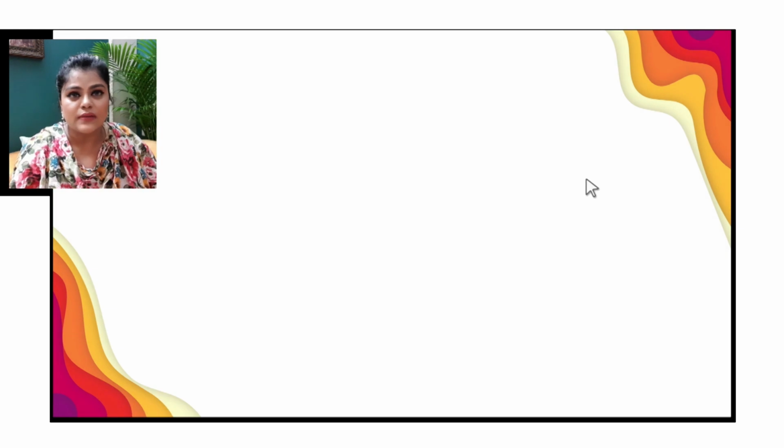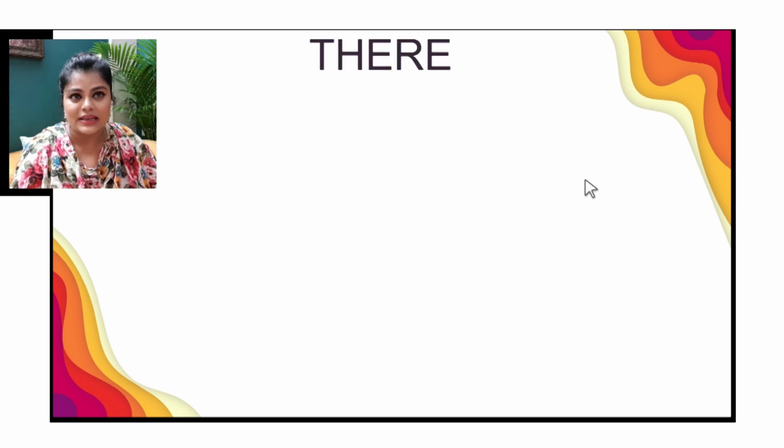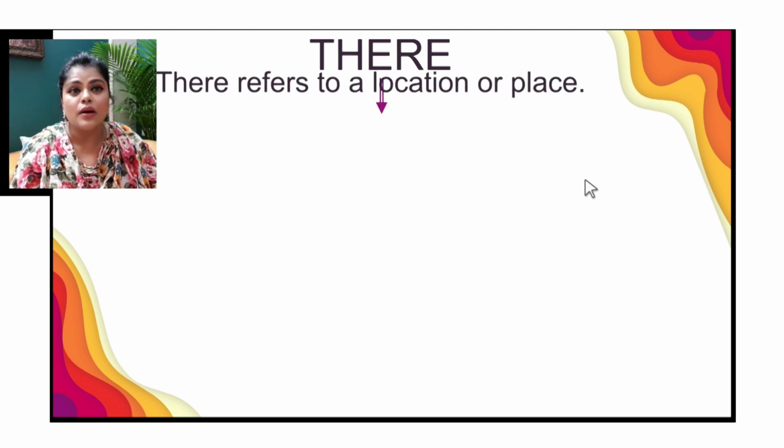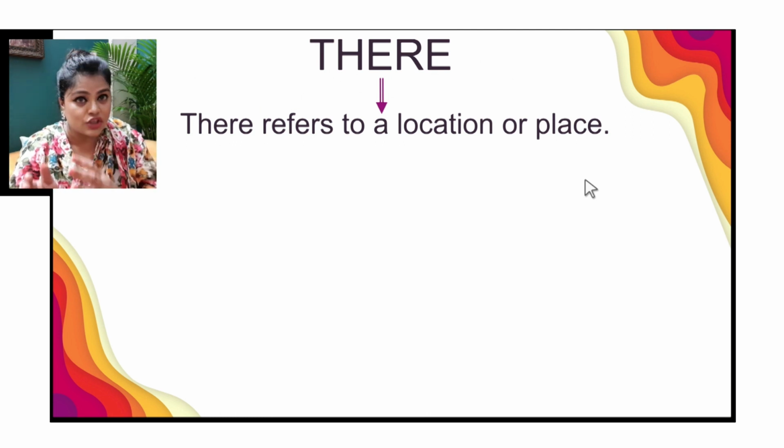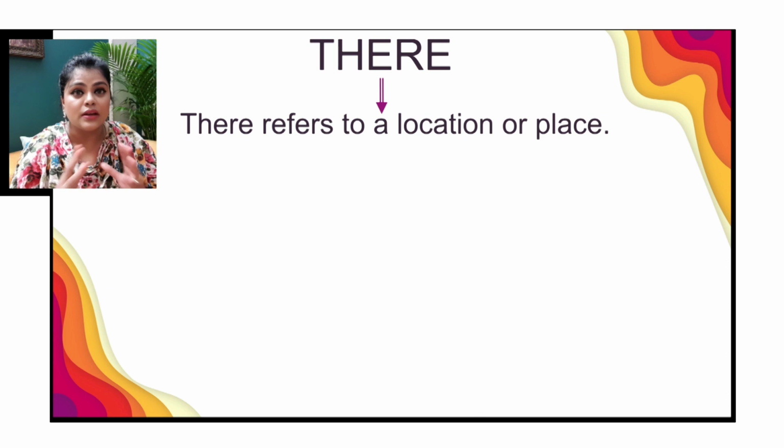Okay. Now we will see the word there, T-H-E-R-E, there. Now there refers to a location or a place. When I'm talking about a location or a place, I will use the word there. Now for example, there is your pencil box. Now here I'm talking about the location and a place. That is why I've used the word there.